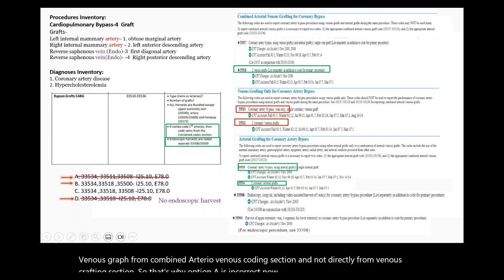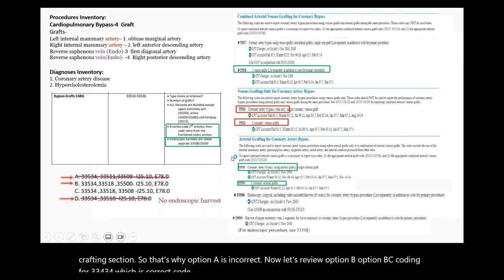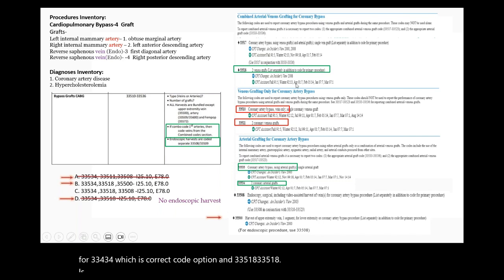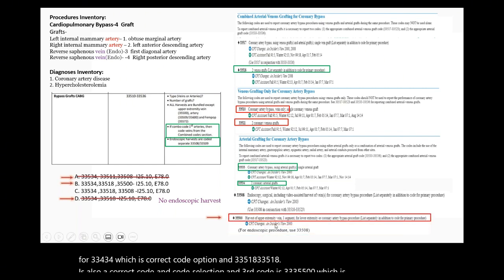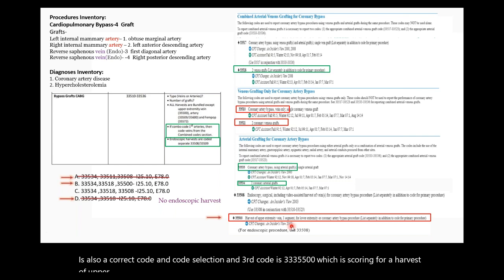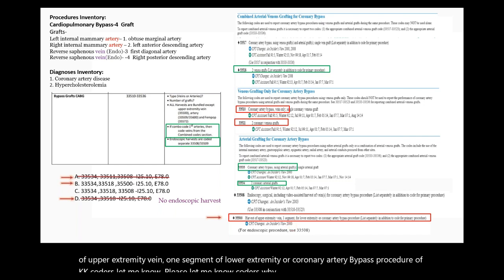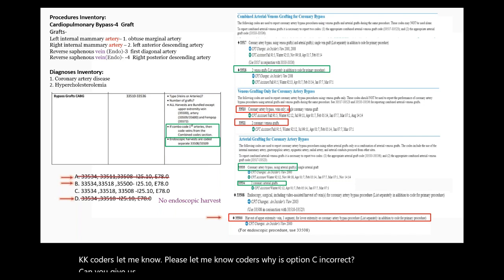Now let's review option B. Option B is coding for 33534, which is a correct code option, and 33518. 33518 is also a correct code selection, and the third code is 35500, which is coding for a harvest of upper extremity vein for coronary artery bypass procedure. Okay, coders, please let me know why option B is incorrect. Any guess? Any answers? Let me know in the chat.